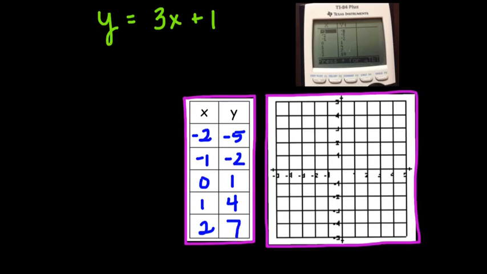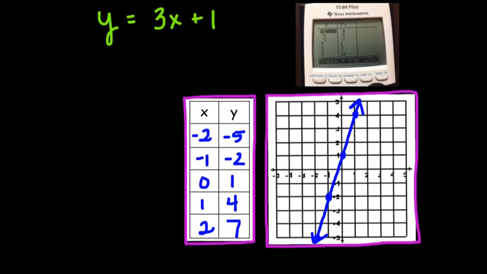After I have my table, I can plot my points on my graph. We can plot the first point, negative 2, negative 5, would be down here. Then we have negative 1, negative 2. Then we have 0, 1. And then 1, 4. Obviously that 2, 7 is not going to fit on my graph, and that's okay. The rule of thumb is to get at least 3 points on that graph, and go ahead and connect your dots to make the solid, straight, linear graph.